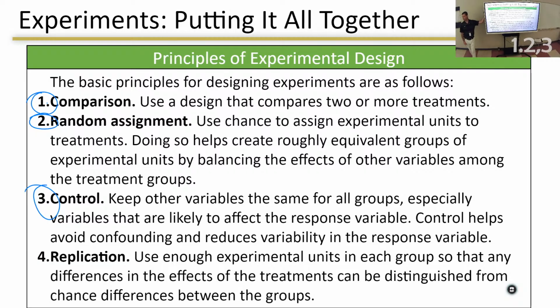Control what you can control. If you think gender has something to do with it, then block by gender. If you think age has something to do with it, block by age. If you think that water has something to do with it, then block by the water and the non-water. Keep other variables the same for the groups, especially variables that are likely to affect the response. If it's likely to affect it, then control it somehow. Control helps to avoid confounding and reduces variability.